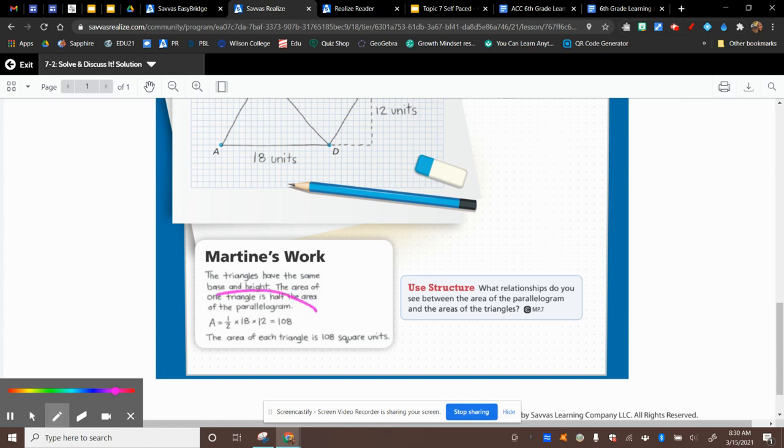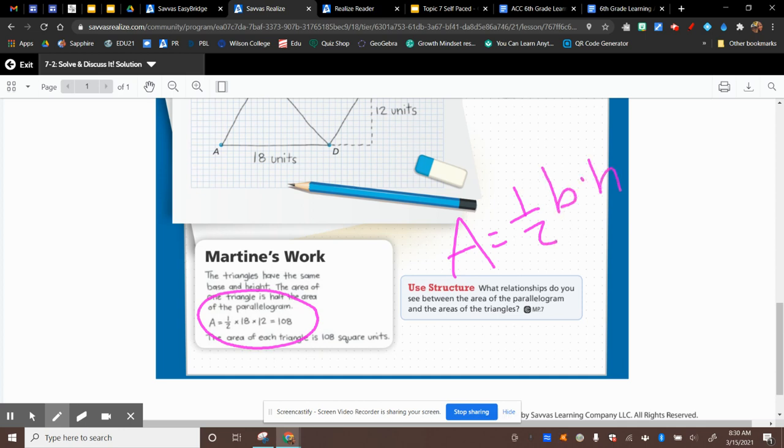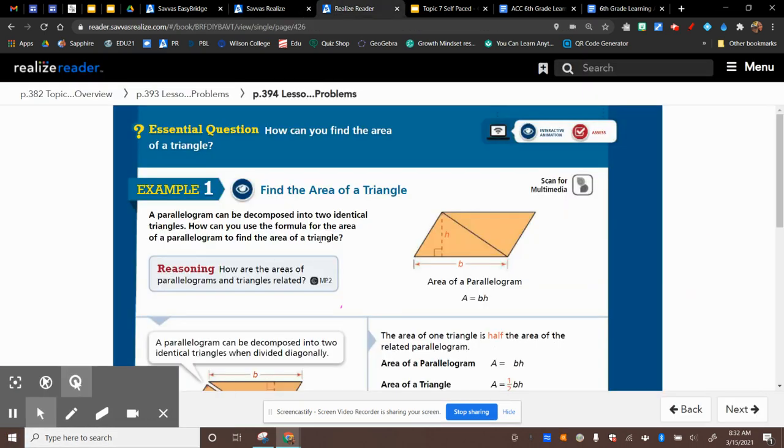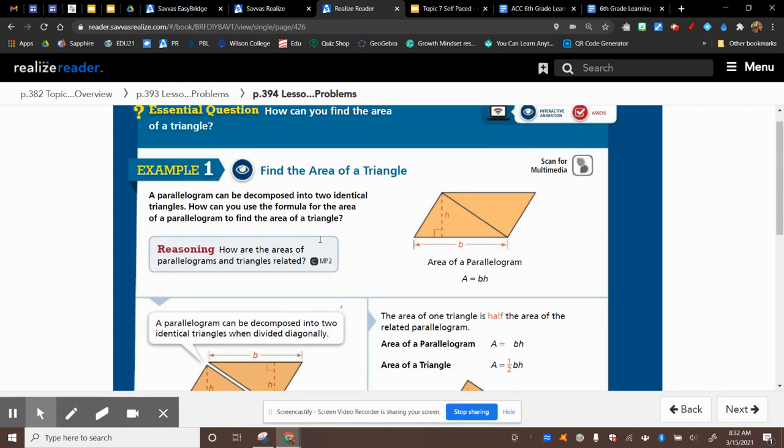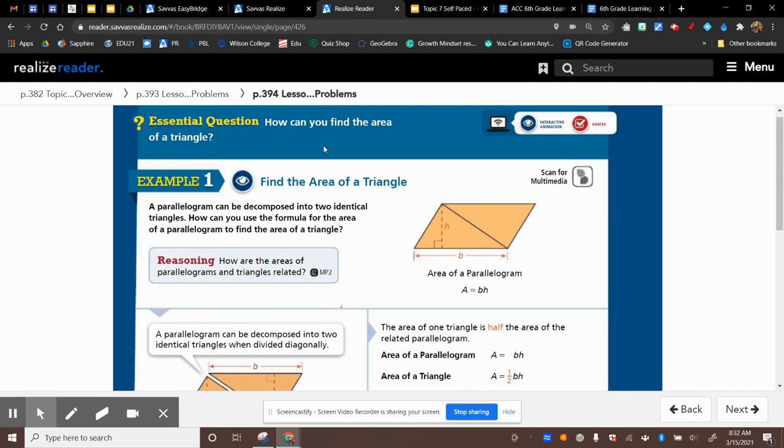So actually, when we look at the area of a triangle, we can say that it is 1/2 base times height. And we can also write it like base times height divided by 2. Either one of those work. It's the same thing, and we did kind of talk about that in our last unit. Okay, turn the page to example 1. Our essential question, how can you find the area of a triangle?